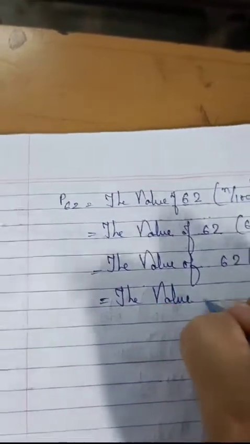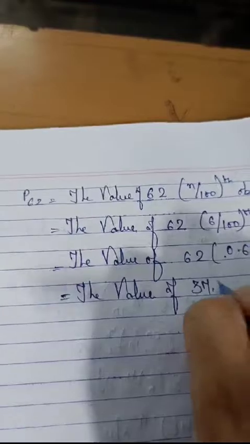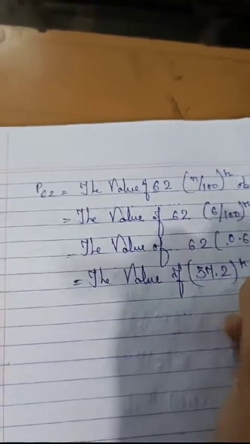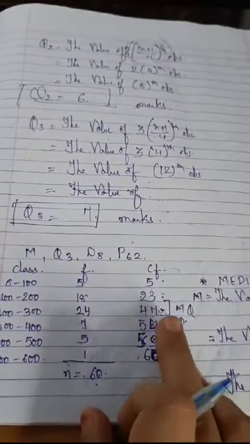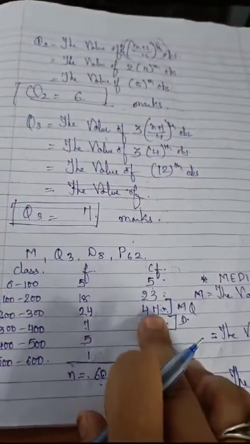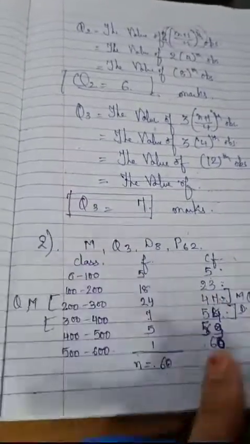So the value of 37.2, the observation, we have to see in what? In CF we will see. So where does 37.2 lie? 37.2 will be lying in 47. So the same class we will be having, only we are going to change the n value.